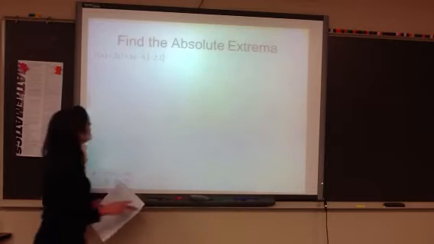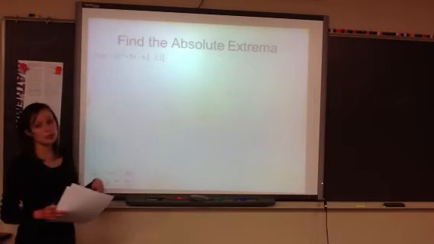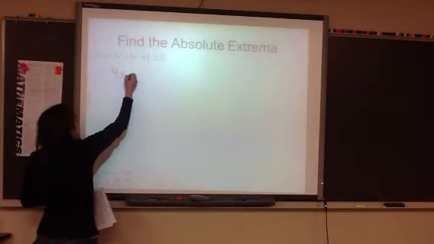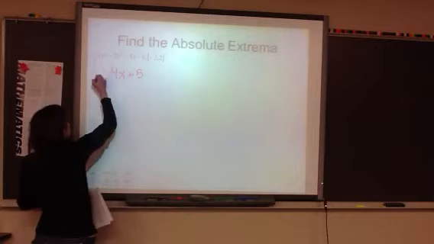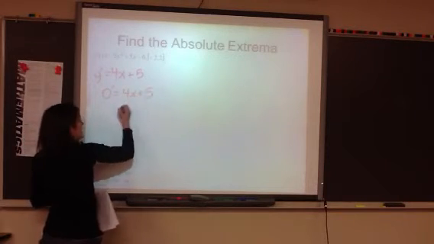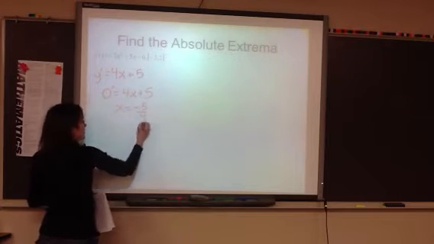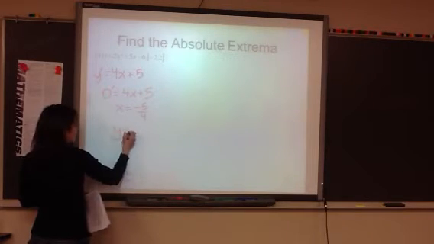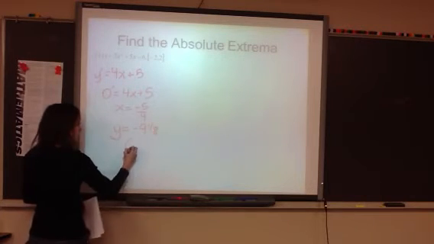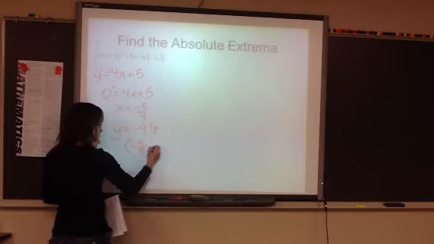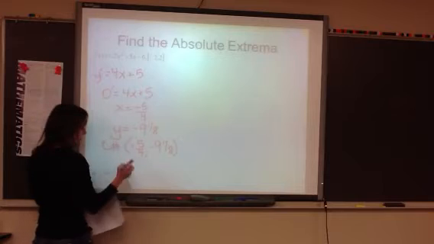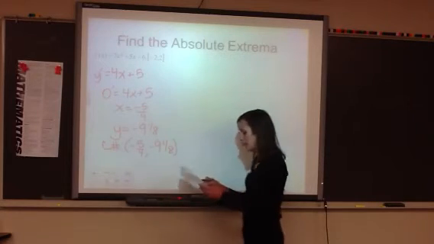Alright, so if we find our critical numbers here, go ahead and do that. We get 4x plus 5 for a derivative. Set it equal to 0, and you get x equals negative 5 fourths. Plug in, and you get the y value of negative 9 and 1/8. So here is a critical number. We're going to label it as a critical number. And I always write C number. You can write the whole thing out if you'd like.